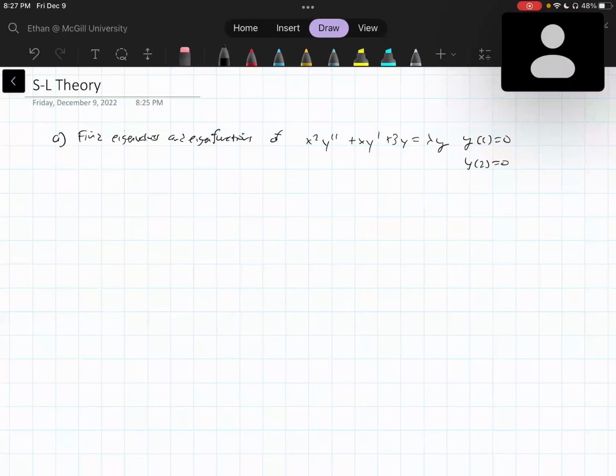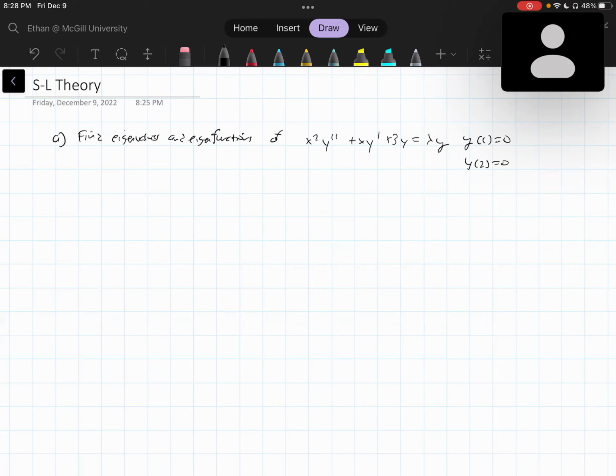So in this video, we're going to be looking at the Sturm-Liouville theory and how to find eigenfunctions and eigenvalues of ODEs. So the question states, find eigenvalues and eigenfunctions of x squared y double prime plus x y prime plus 3y is equal to lambda y. You're given these homogeneous conditions, y(1) is 0 and y(2) is 0.